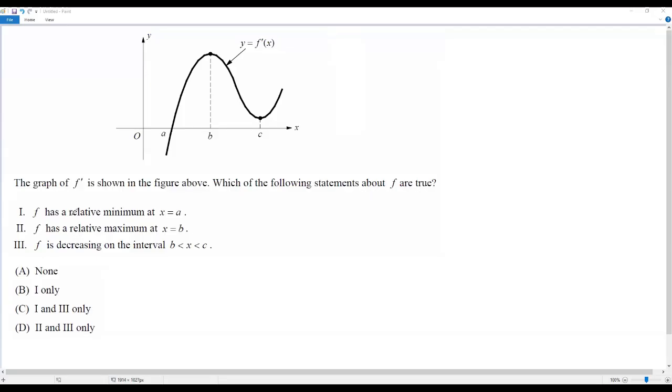The first statement is f has a relative minimum at x equals a. The second statement, f has a relative maximum at x equals b. And the third statement, f is decreasing on the interval b less than x less than c.